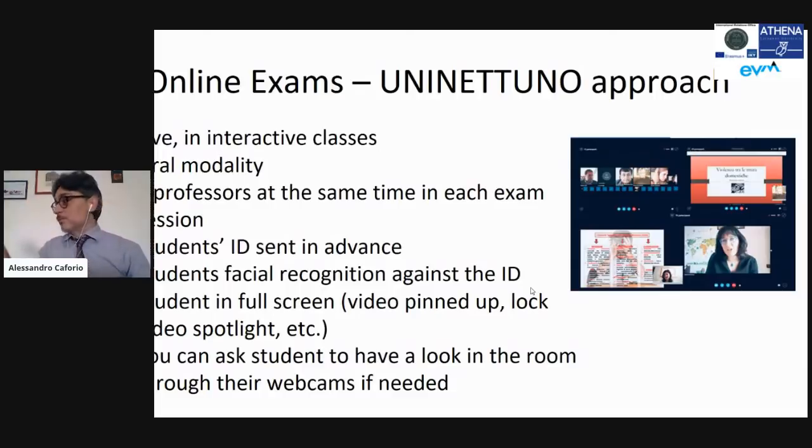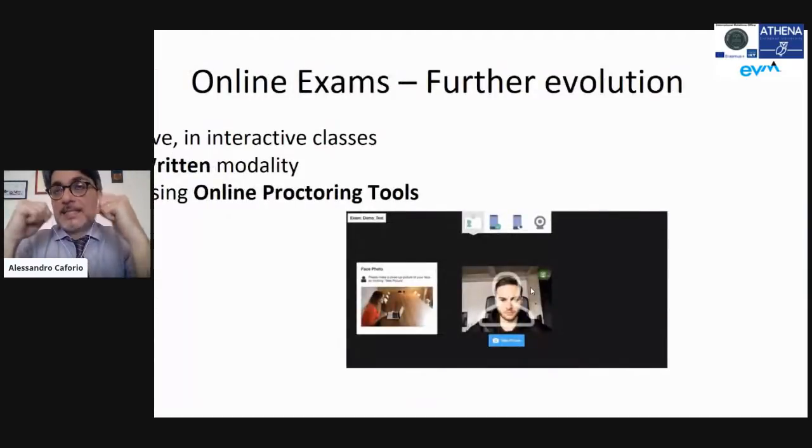We can ask the students to do a round shooting of the room to understand if he's trying to cheat, but that didn't happen. What we are going to do is design something for online exams, moving to written modality too, and using proctoring tools. Proctoring tools, you cannot improvise them. There are many solutions on the market. Some of them are also GDPR compliant, and they can help in managing written exams, but usually they ask students to have 2 devices connected, a computer and a smartphone. So since we want to be accessible in many senses, we are evaluating this opportunity very carefully.